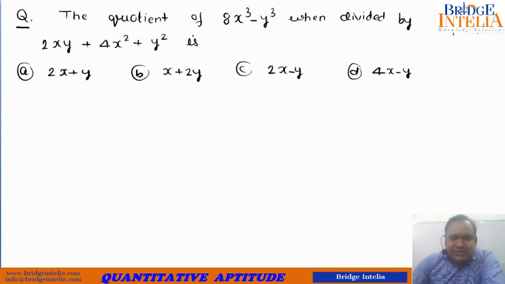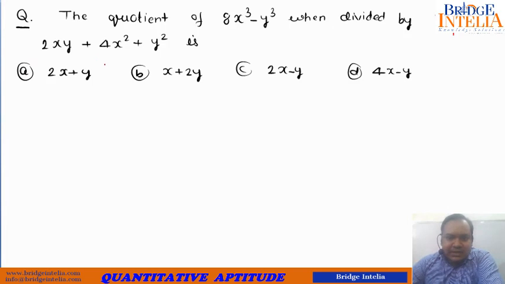So the first question is: the quotient of 8x cube minus y cube when divided by 2xy plus 4x square plus y square is how much? So they want to know the quotient. What is quotient, as you must be knowing? Let's take an example to recall.